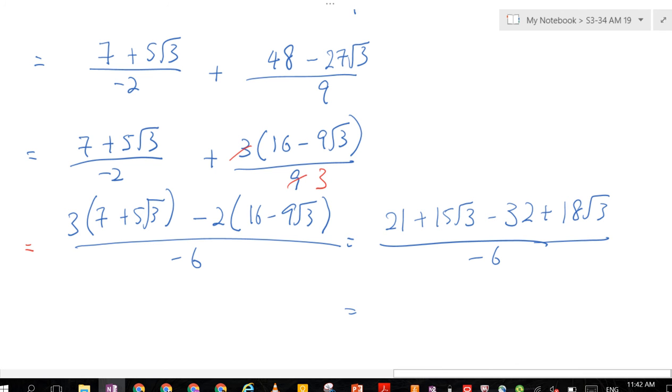21 minus 32 is what? Minus 11. 15 plus 18? Plus 33. Root 3 over minus root 6. Is it correct? Okay?